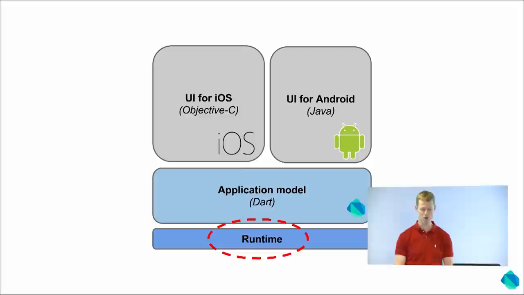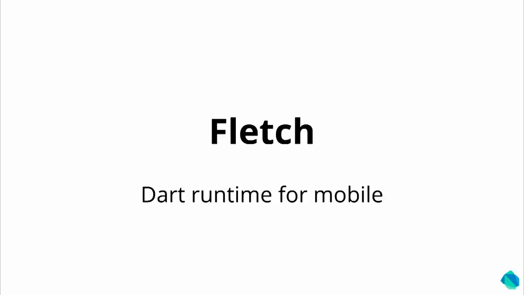So Fletch is a Dart runtime for mobile. It's targeting the iOS space, where we have a hole in our offering. There's no great way of running Dart code on iOS today, and that's what we're trying to plug with this. It's a new thing, so it's not a product yet. It's not something you can pull down from GitHub today and use for building real things, but it's something we're productizing over the next quarters.